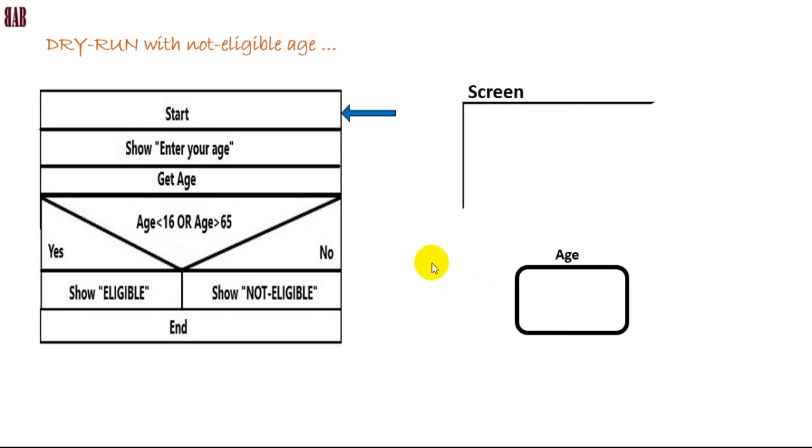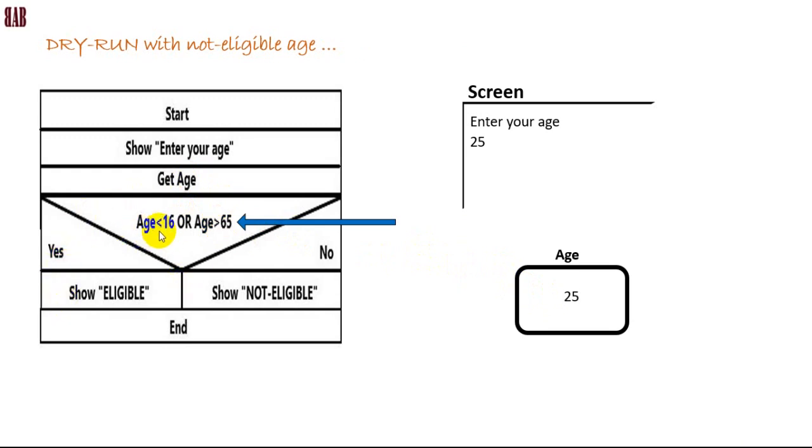Screen, age, you start, enter your age, and this time we are going to enter, say, 25. 25 means something between 16 and 65, somewhere in between. So this value will be taken by the age variable, and age will become 25. Now we go to this condition. Since we have used OR in this, either this or this should be true for this to go through the yes side, right?